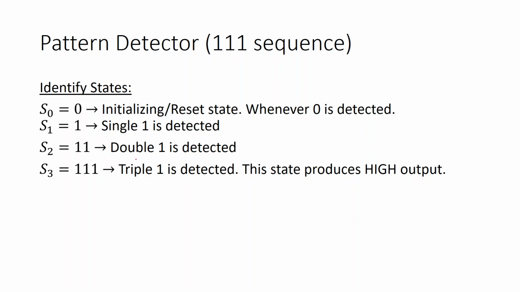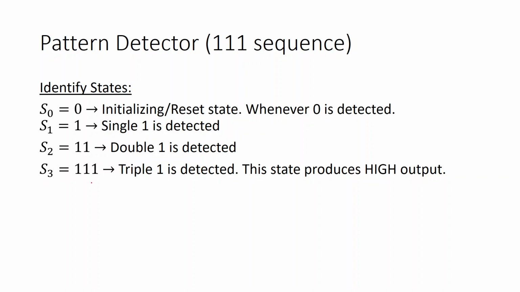S2 is whenever double 1 is detected, one after another. Consecutive ones, 2 1s are detected. S3 when triple 1 is detected, and then this state produces the high output. When this state happens, it produces a high output. Otherwise, there is no output in the other states.